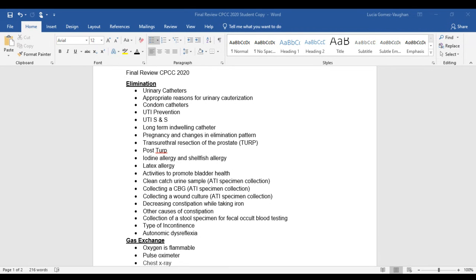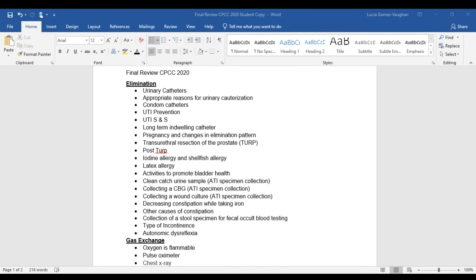Post-TURP, the client should be encouraged to incorporate fruit juice in his diet to keep bowel movements regular and soft, to avoid straining. We don't want the person to strain with bowel movements because it can cause increased pressure in the prostate area. The client may not drive for 2 weeks after surgery. The client is taught to avoid heavy lifting for 4 to 8 weeks after discharge. And we instruct them to call the doctor if they see any heavy bleeding.